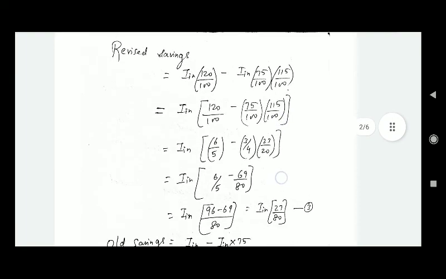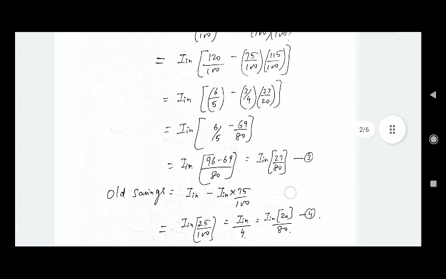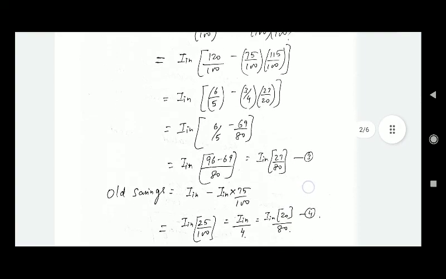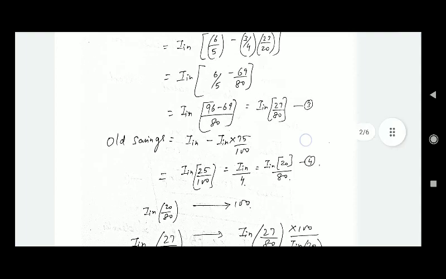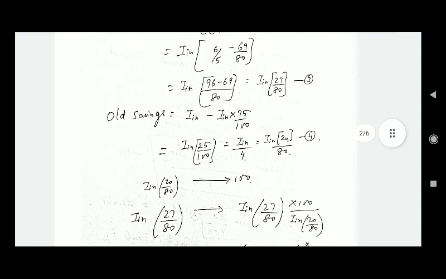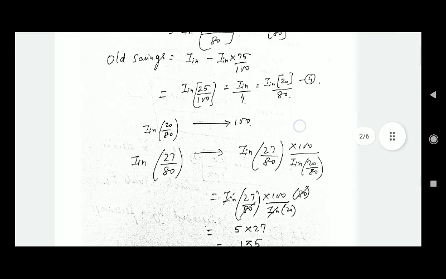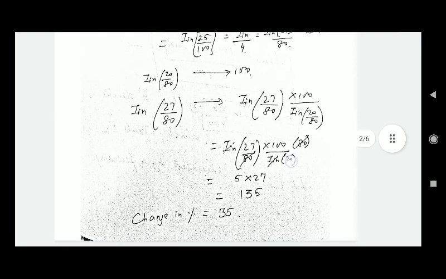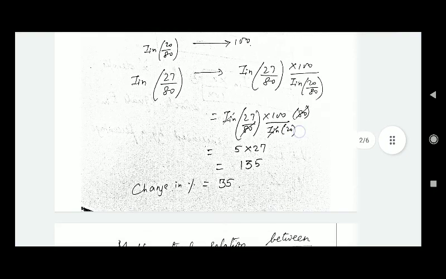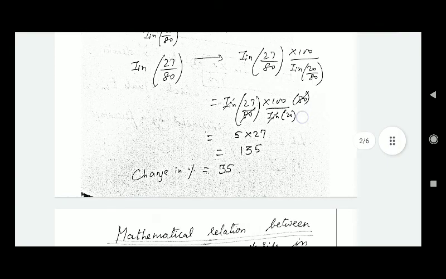So finally, after calculating, we get the value to be I in into 27 by 80. The old savings will be old income minus old expenditure, which amounts to I in into 20 by 80. So when the old savings is given a yardstick of 100, the new savings will be found by the normal direct proportion logic. It will be found to be 135. So straight away the rise in percentage savings will be 35.